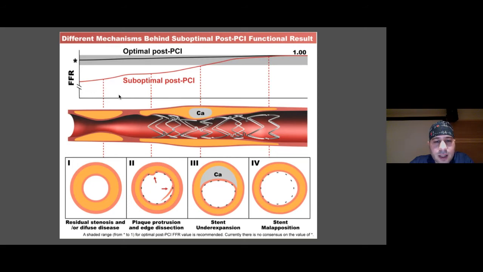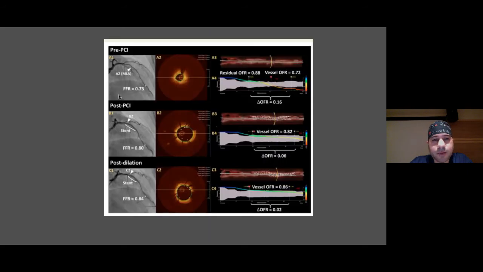If you have an edge dissection, this should be treated with another stent. And if you have stent under expansion or stent malposition, the stent should be post-dilated. So it could help you with deciding whether further optimization is done. This is best done with intracoronary imaging, but the FFR can also help guide you.